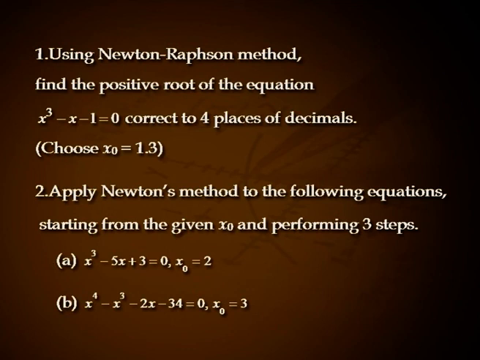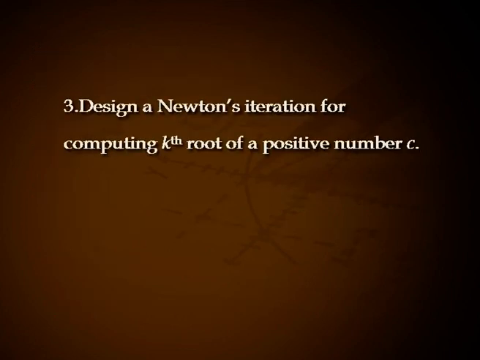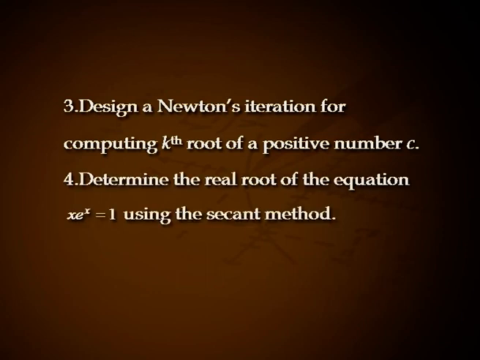A. x cube minus 5x plus 3 equal to 0, x₀ equal to 2. B. x raised to 4 minus x cube minus 2x minus 34 equal to 0, x₀ equal to 3. Number 3. Design a Newton's iteration for computing kth root of a positive number c. Number 4. Determine the real root of the equation x e raised to x equal to 1 using the secant method.